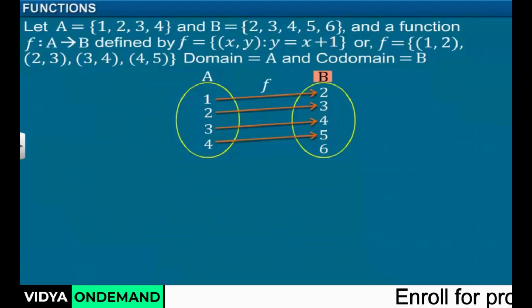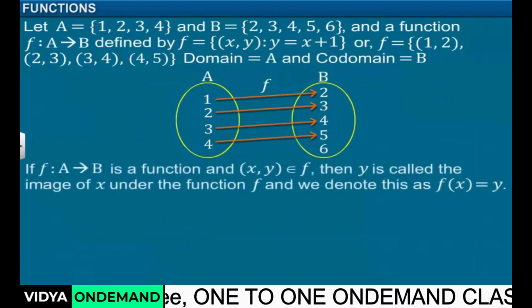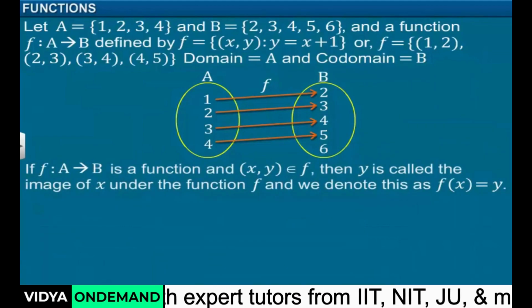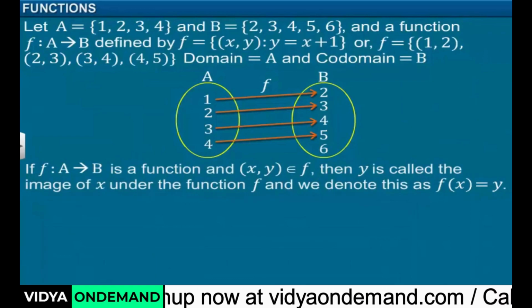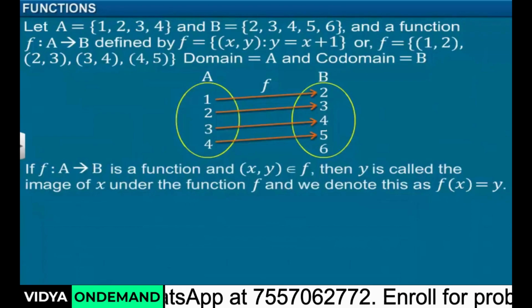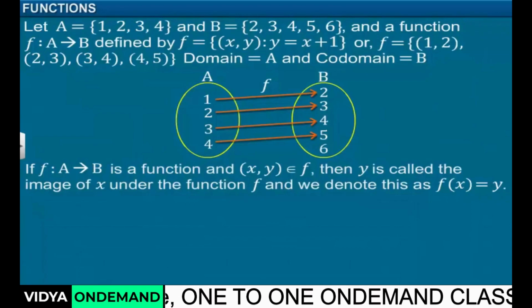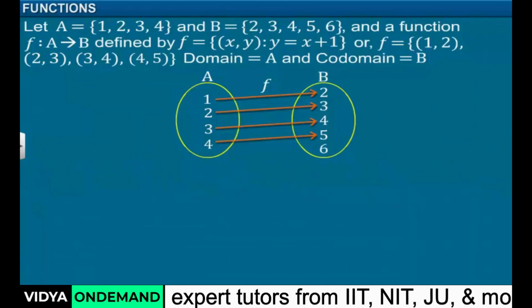If f is a function from A to B, and the ordered pair x, y belongs to set F, then y is called image of x under function f, and we denote this as f of x is equal to y. Also, x is known as the pre-image or inverse image of y.